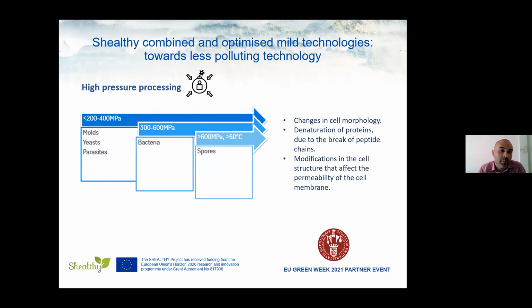This technology has been proved to be effective against mold, yeast, parasites, bacteria, and spores. This effectiveness is thanks to the change in the cell morphology, the denaturation of proteins due to the break of the peptide chain, and also the modification in the cell structure that affects the permeability of the cell membrane.